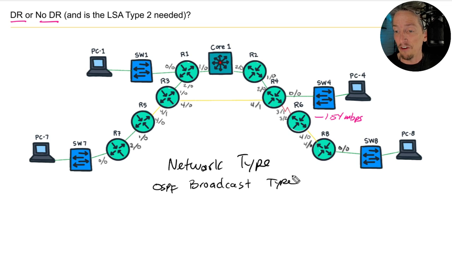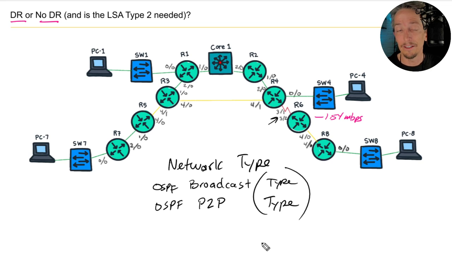On the other hand, if we were over here on these serial interfaces, the layer 2 encapsulation on serial interfaces is not Ethernet. So it could be PPP for point-to-point protocol, or it could be Cisco's proprietary HDLC. But in those situations, like if it's PPP, it's going to assume that the OSPF network type is point-to-point. I'll just abbreviate that. And as a result, if it's point-to-point, it's not expecting a DR.